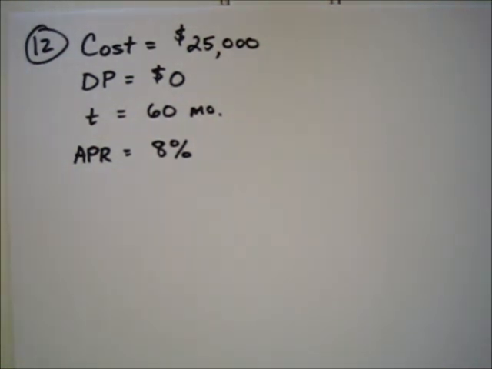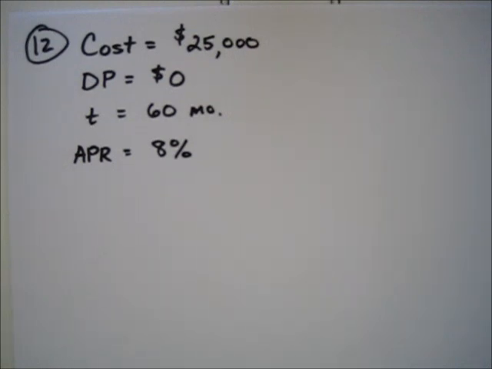Okay, this is problem 12 on page 688, section 11.4, looking at installment buying. Problem 12 says that Sam Bazzi purchased a 2006 PT Cruiser GT for $25,000. Sam obtained a 60-month, no money down installment loan with an APR of 8%. Two questions. First, determine Sam's total finance charge, and then secondly, determine Sam's monthly payment.